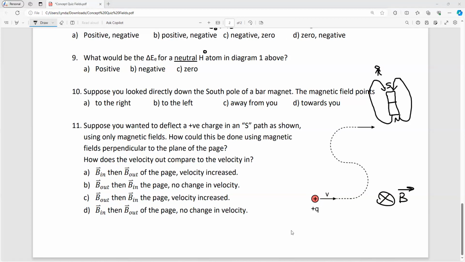So try to use the right-hand rule. You have a positive particle, right hand. Your thumb will show the direction of your particle. B is into the page. Okay, and they're asking about velocity out compared to velocity in. Okay, velocity out, velocity in. Okay, velocity doesn't change.